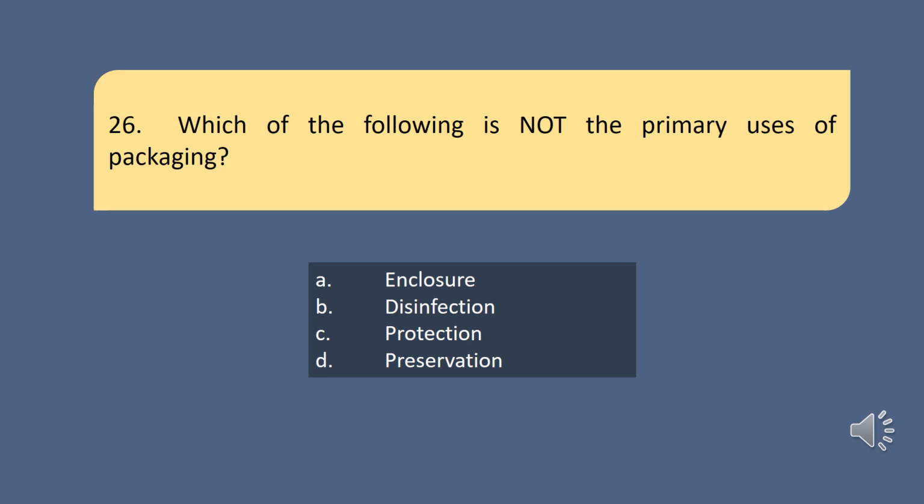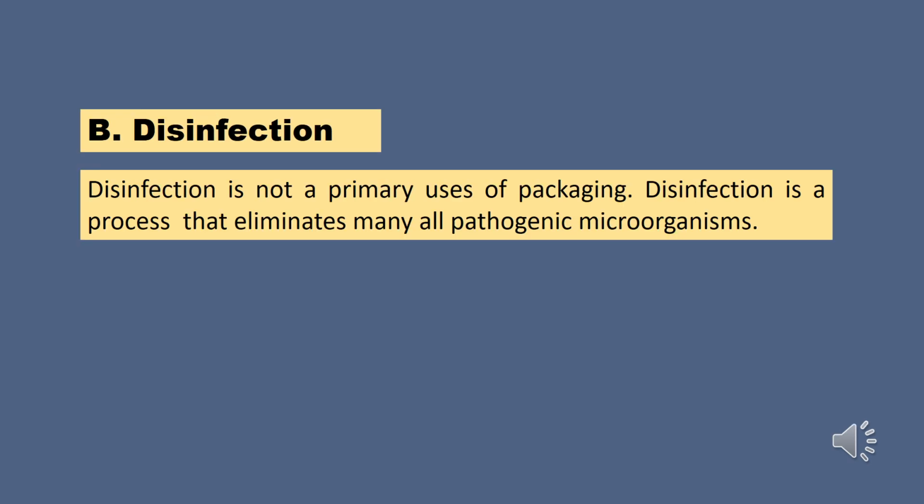A. Enclosure. B. Disinfection. C. Protection. D. Preservation. The correct answer is letter B. Disinfection. Disinfection is not a primary use of packaging. Disinfection is a process that eliminates many all pathogenic microorganisms.